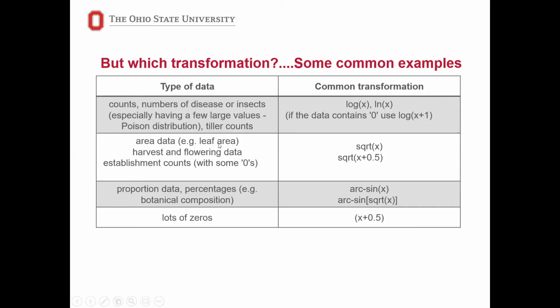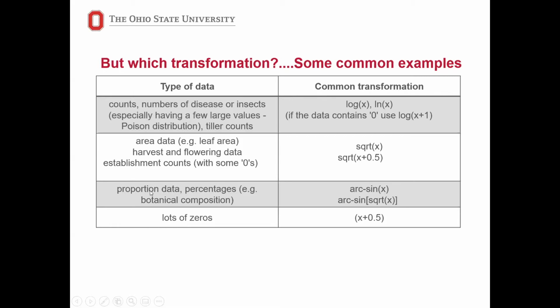Area data, such as leaf area, harvest and flowering data, establishment counts, where we have some zeros, we might use the square root of x. Where we have a lot of zeros, we might use the square root of x plus 0.05, for example.